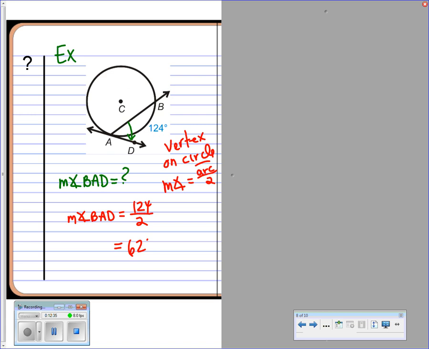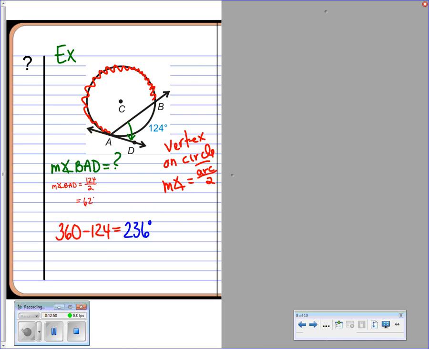Now, suppose I was asking you, what is the measure of this arc over on this side? See if you can put me on pause and just think it through. It's a really simple solution. If you are having some difficulty with it, then I would encourage you to come right back and see how I'm going to do it. The easiest way is to realize that the entire circle is made up of its arcs, and we have two arcs here. One is 124, and the other is the one I'm looking for. So 360 minus 124 equals 236.